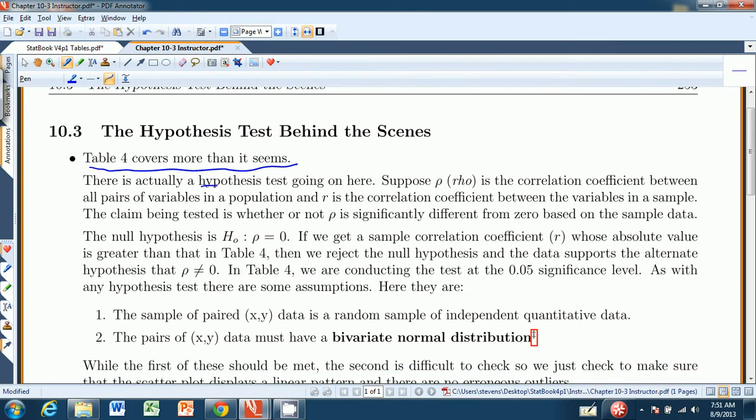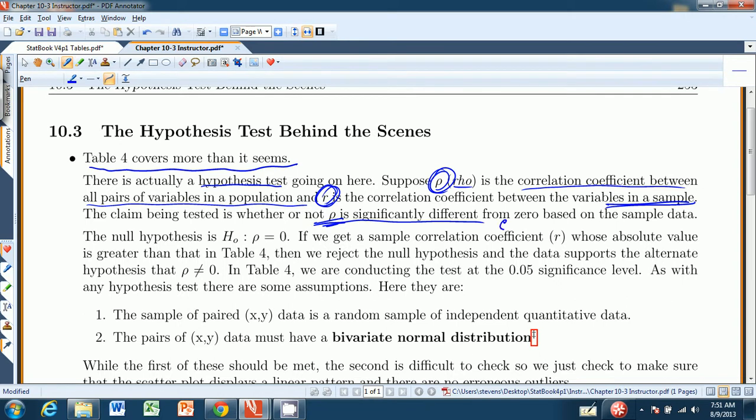There's actually a hypothesis test going on. We'll suppose that this is rho, the Greek letter rho, and we'll assume that's the correlation coefficient between all pairs of variables in a population, right? It might be 1, well, it probably won't be 1, but it might be 0, it might be 0.5. We don't know what it is. That's the problem, because we don't have the population data. And R, the Pearson correlation coefficient, is that in the sample, between the variables in the sample. And we're testing a claim: whether or not rho is significantly different from 0. Is rho not equal to 0 is basically what it says.